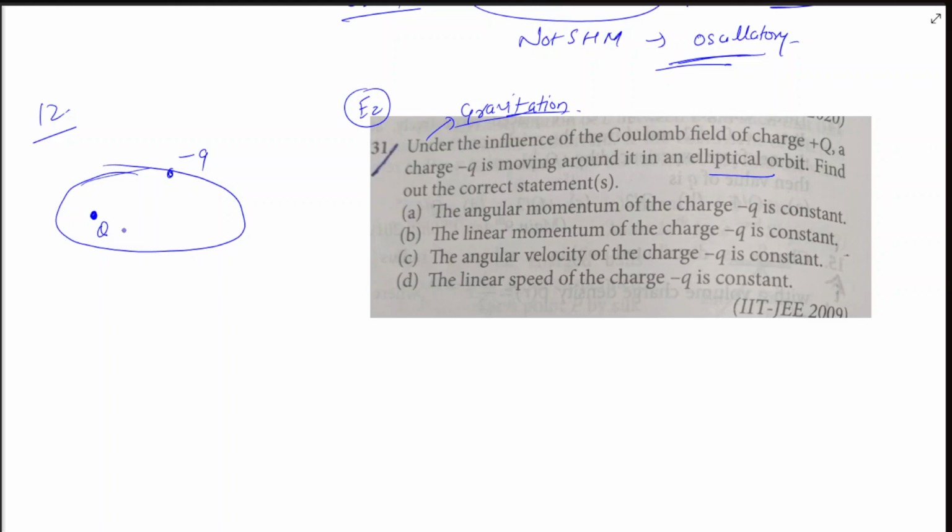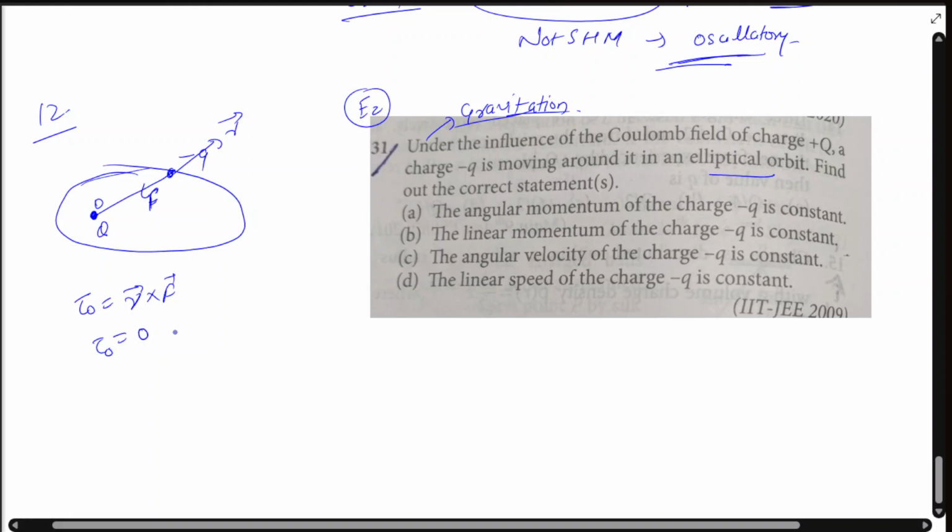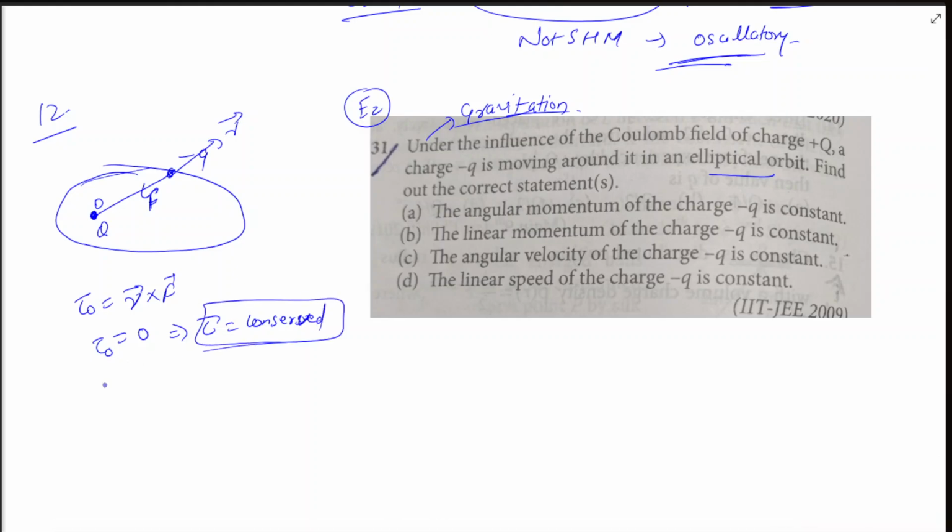Okay. Now we have studied this. If there are only two bodies, one is the sun and one is the earth, angular momentum is conserved, right? Because the force is always directed towards this plus q, towards the sun. If I write the torque about O, it will be R cross F, right? R is in this direction, the angle is 180 degrees, so the torque about O will be 0, which means angular momentum is conserved, right? So the angular momentum of minus q is constant. Linear momentum cannot be constant because there is a force acting on minus q.